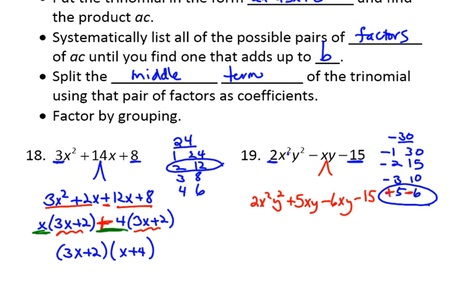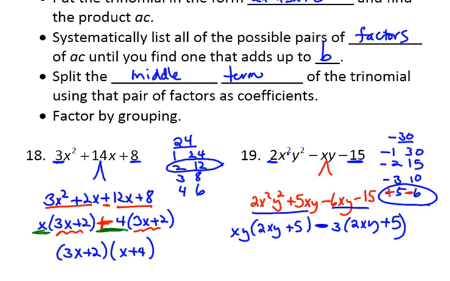I'm going to group the first two, group the second two, take out a common factor, which looks to be xy. And it leaves me with 2xy plus 5. I'm going to use the third sign in the middle, so there's going to be a minus right there. And then in the last two, it looks like there's a 3 in common. So that's going to leave me with 2xy. And then when I take the negative out, that's going to change this to a plus 5.